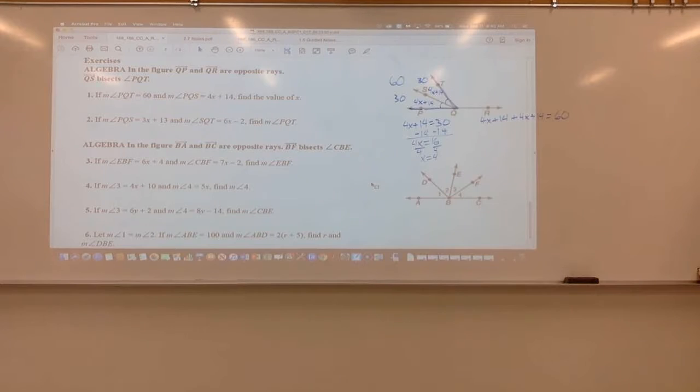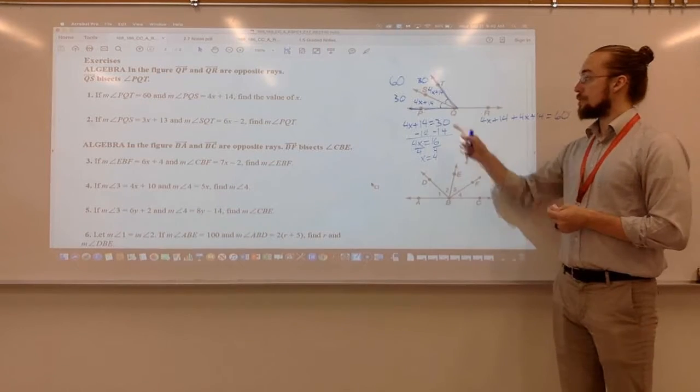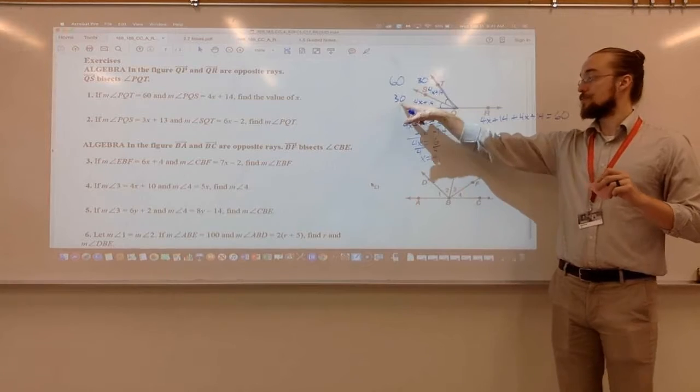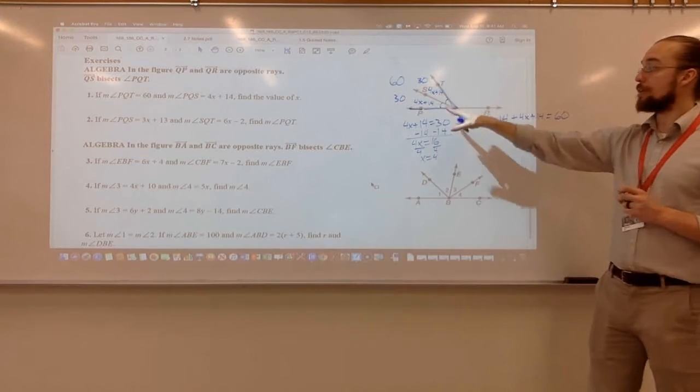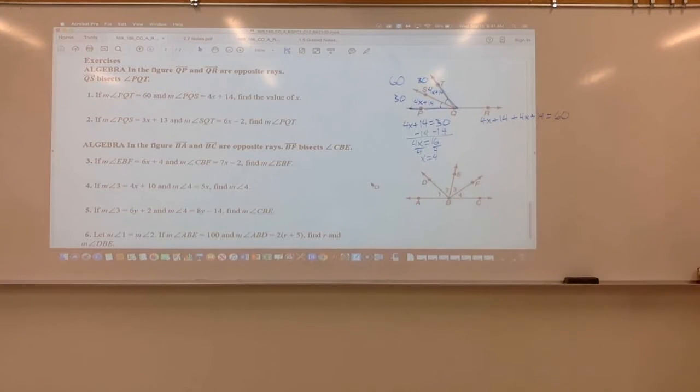All right. So just two different ways of approaching this, right? We could either, like Kodak said, cut this 60 in half, and say 4x plus 14 equals 30, or we could say, if this is 4x plus 14, this is also 4x plus 14, add those together and set that equal to the entire angle of 60. Okay? Questions?